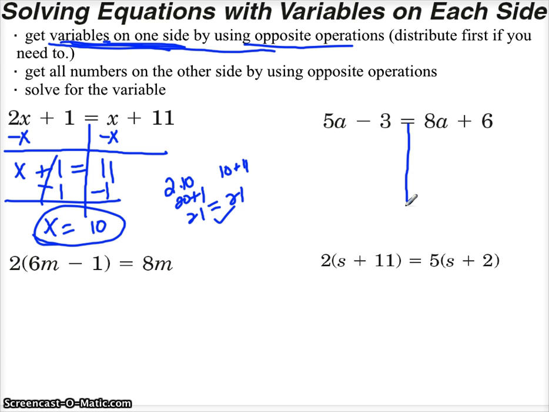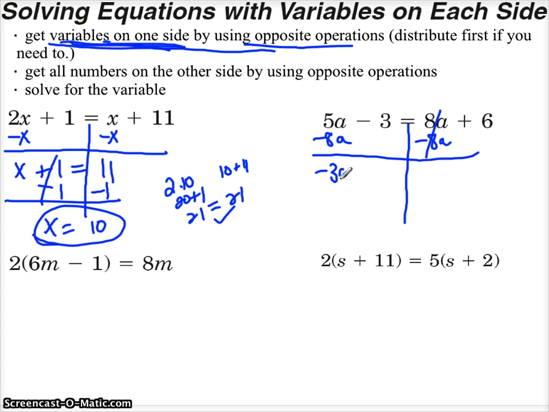The next one, you have 5a and 8a. I always tend to just get my variables on the left-hand side. Doesn't matter. I think the left-hand side is easier when you get into inequalities in a couple chapters, but totally up to you. If you want to subtract the 5a so you're dealing with a positive, that's fine. But I'm going to go ahead and move all my variables to the left.